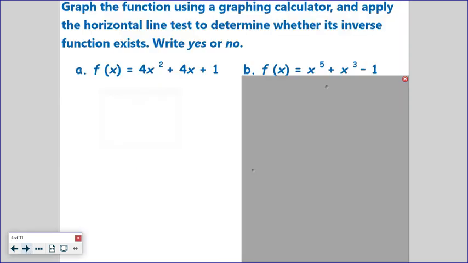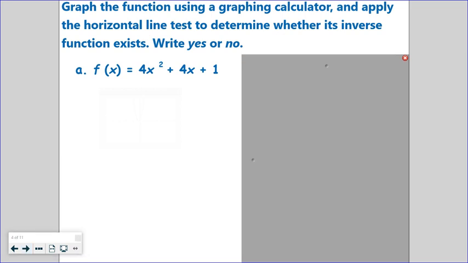So if you will grab your calculators, we're going to start with this first function. Graph the function using your graphing calculator and apply the horizontal line test to determine whether it has an inverse function or not. Our answer will be just yes or no. So this is kind of the first step in our final process here, is just does it have an inverse function? So type that into your calculators. I think a Zoom 6 window should work okay for us here. Use your horizontal line test. Does an inverse function exist?